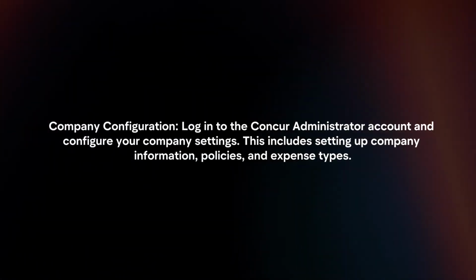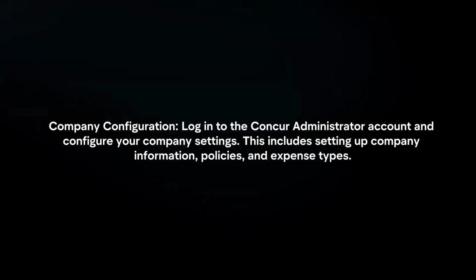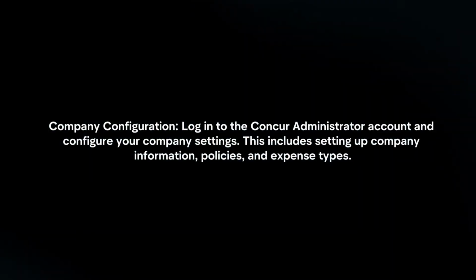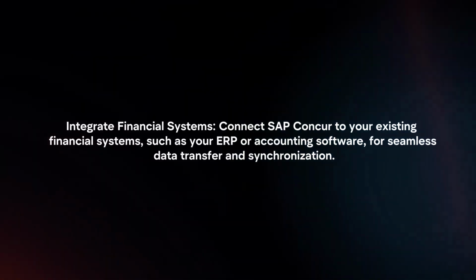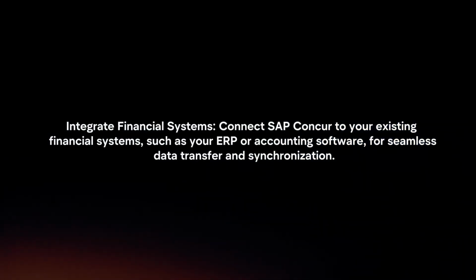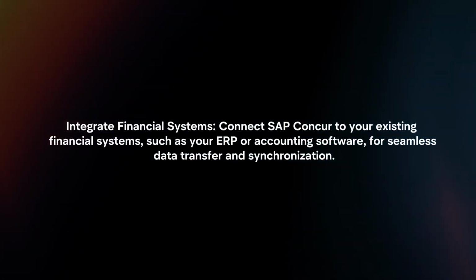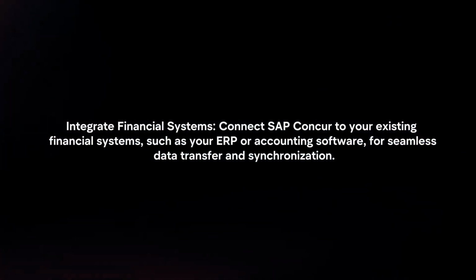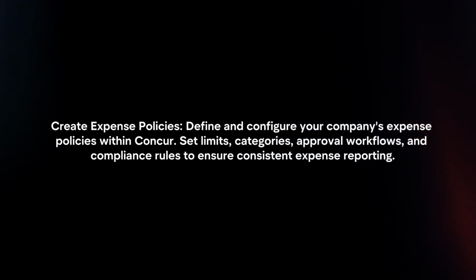Company configuration. Log into the Concur administration account and configure your company settings. This includes setting up company information, policies, and expense types. Integrate financial systems. Connect SAP Concur to your existing financial systems, such as your ERP or accounting software, for seamless data transfer and synchronization.